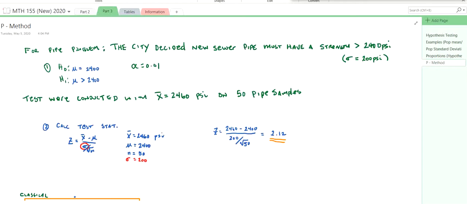Okay, we're going to talk about a different way of solving these problems. It's basically the same idea, but we're just going to come at it from a different direction. So let's go back to our first problem. We talked about the pipe problem.